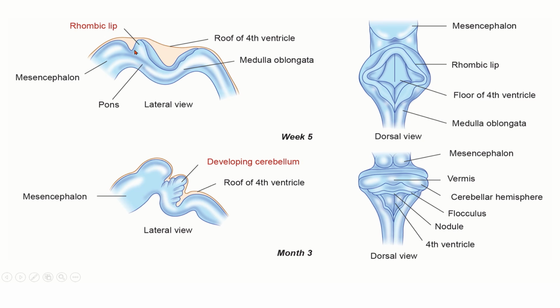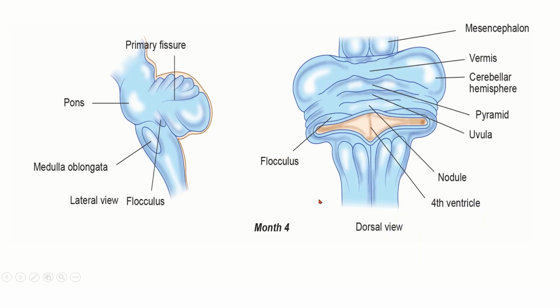The cerebellum develops from the rhombic lip. You can see this is the rhombic lip, and this rhombic lip forms the cerebellar plate. The central part of the cerebellar plate forms the vermis, whereas the peripheral parts will form the cerebellar hemispheres. You can see the developing cerebellum here from the rhombic lip, the pons developing from the metencephalon, and the medulla developing from the myelencephalon.